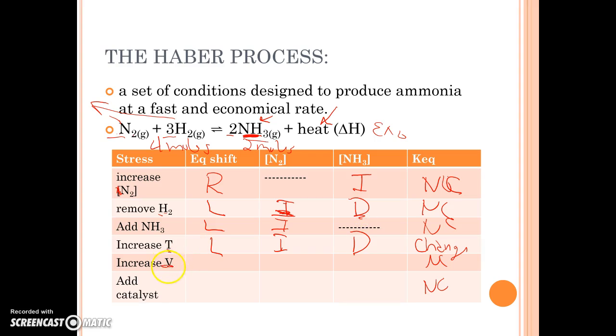If we increase the volume, that's a decrease of the pressure. It means we have room for more moles. That favors this side with 4 moles. So the equilibrium is going to go to the left if we increase the volume. The N2 will increase as more of that NH3 decomposes and the NH3 is decreasing. If you add a catalyst, it makes no change in the equilibrium position. It just gets you to equilibrium faster. Once you've established the equilibrium, then you can perturb it using Le Chatelier's principle.